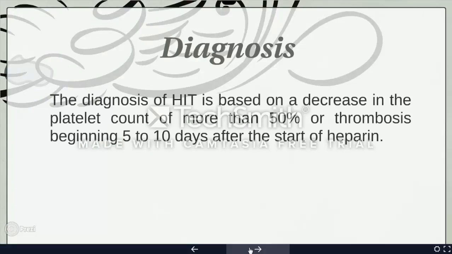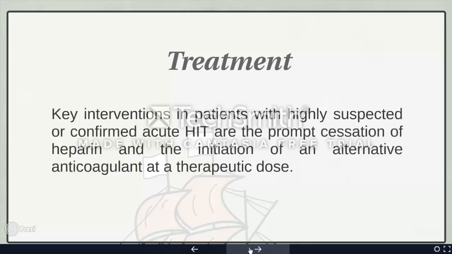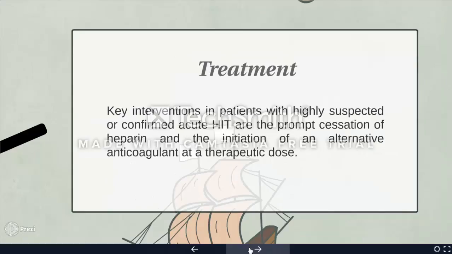Diagnosis. Diagnosis of HIT is based on a decrease in the platelet count of more than 50% or thrombosis beginning 5 to 10 days after the start of heparin. Treatment. Key interventions in patients with highly suspected or confirmed acute HIT are the prompt cessation of heparin and the initiation of an alternative anticoagulant at a therapeutic dose.